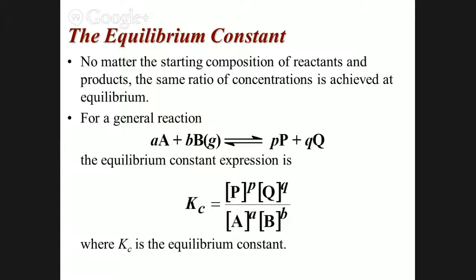Now, you can look up constants for different types of reactions. What that allows you to do is, if you know the concentration of one part, and you know the constant, then you can figure out what the concentration of the other parts have to be, and you can solve for that.